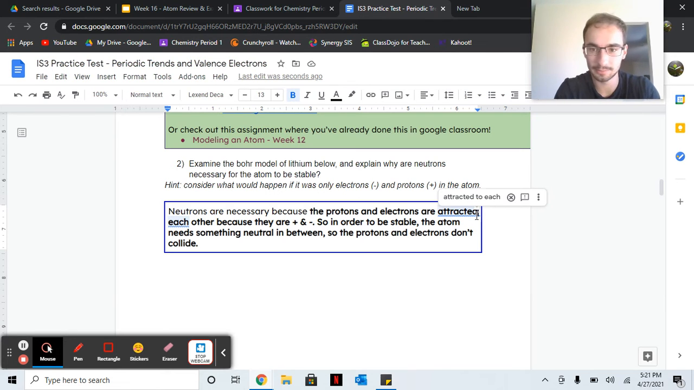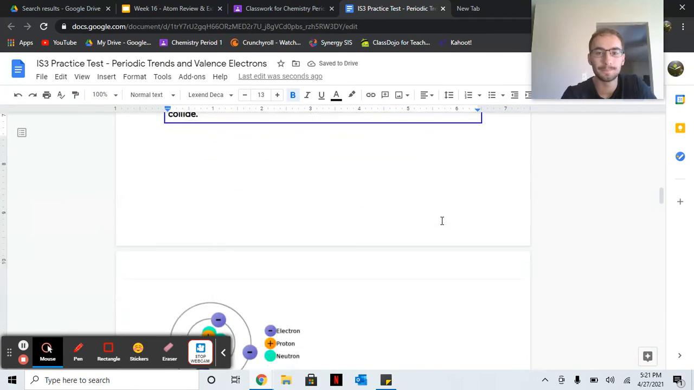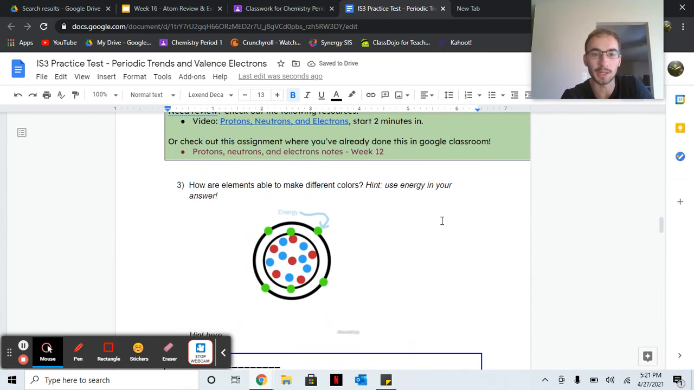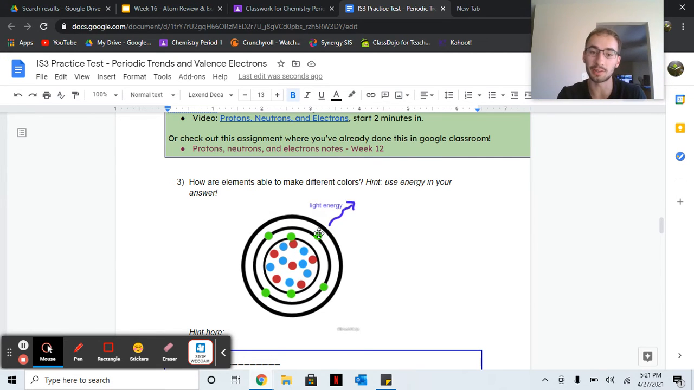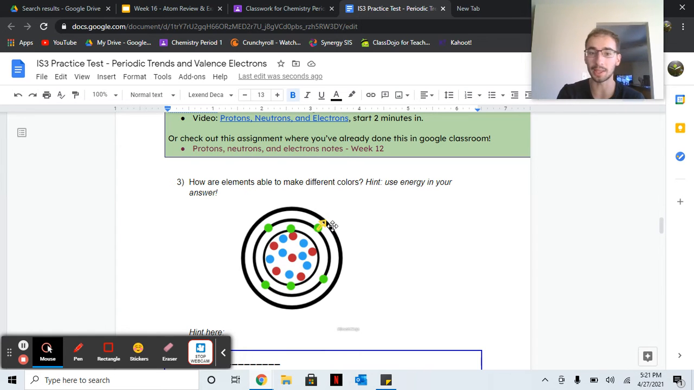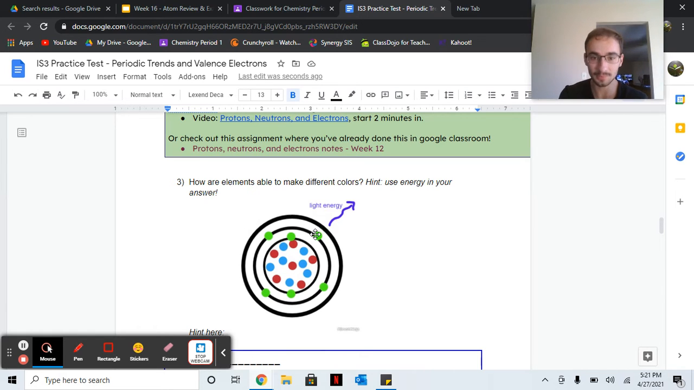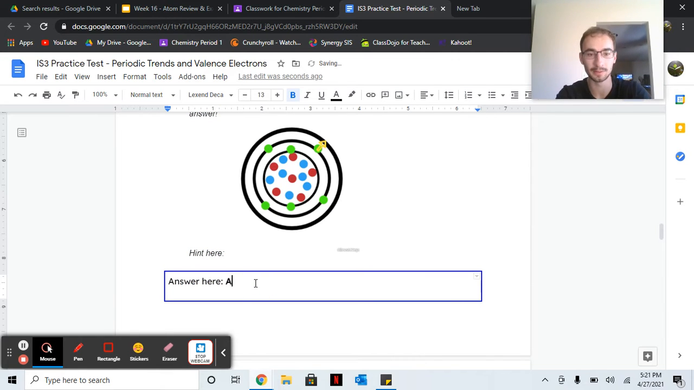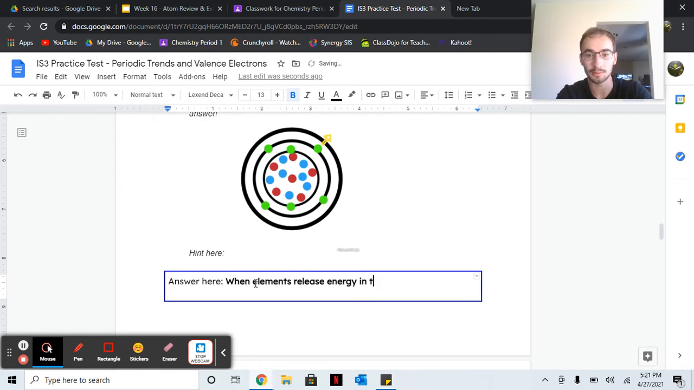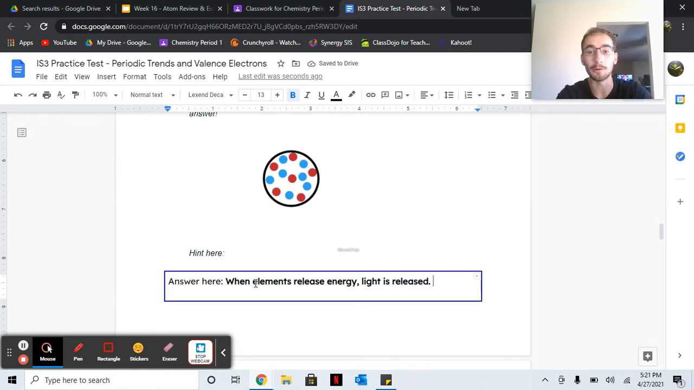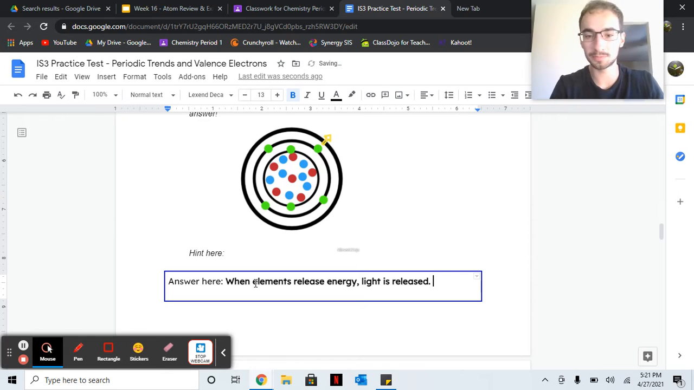That's the idea there. Next one, how are elements able to make different colors? If you look at the GIF, as you can see, when atoms absorb energy, a valence electron jumps up, and then when the valence electron jumps back down, light energy is released. So when elements release energy, light is released. Some of that energy is released in light.